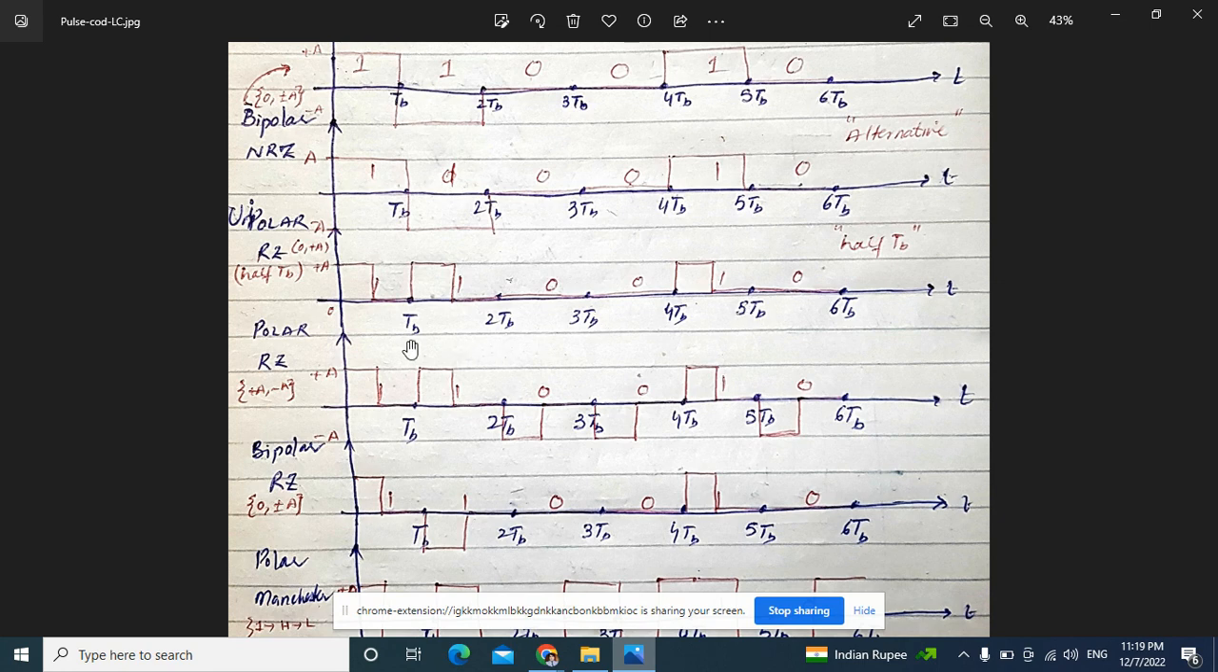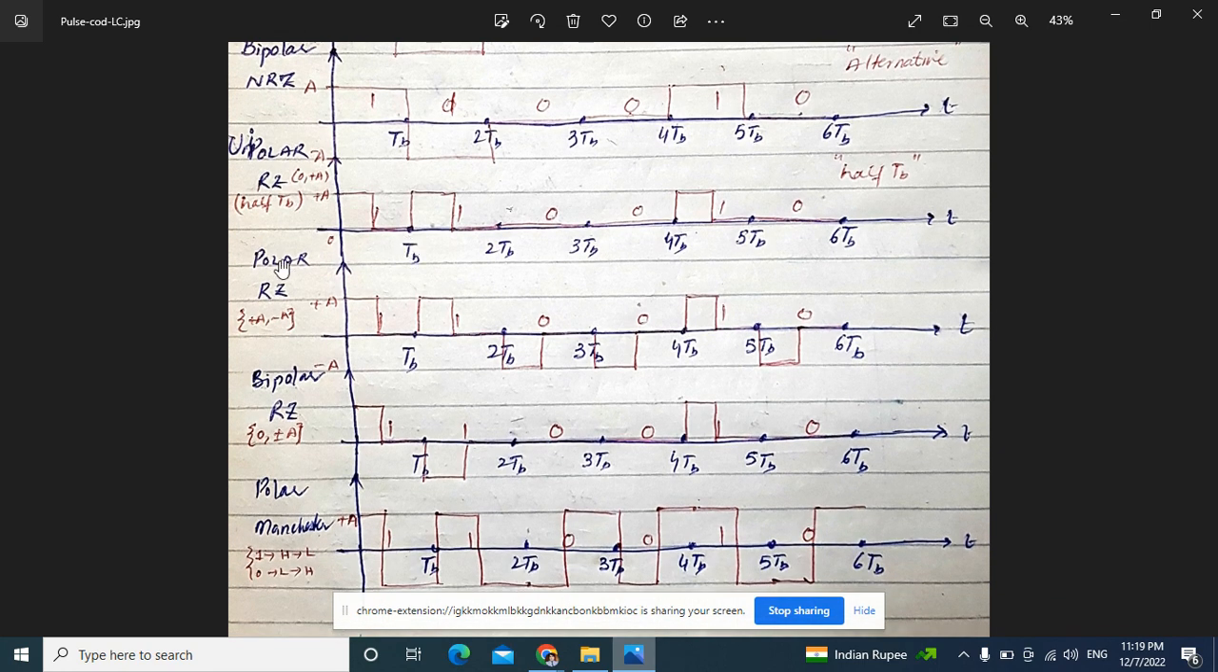Now if we apply the same data with the technique polar return to 0, we know that if it is polar, then we are assigning two levels, positive A and negative A. If the bit is 0, then we assign negative A. If the bit is 1, then we assign positive A. But if it is return to 0, it means that for half of the duration we apply the value, and for the other half the amplitude is 0.